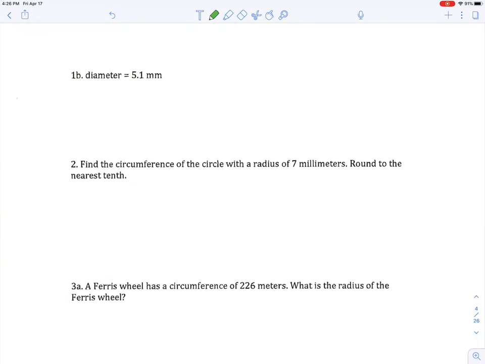This next one says the diameter is 5.1 millimeters. So I would write d equals 5.1. Again, since I see diameter, I'm going to use the circumference formula that has diameter. I would type in pi times 5.1 equals, and I'm going to round to the nearest tenth, which would be 16.0 millimeters.